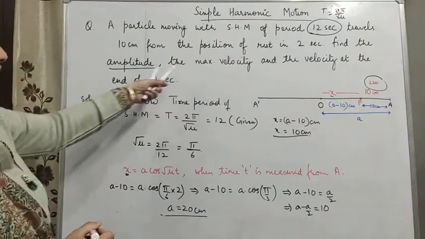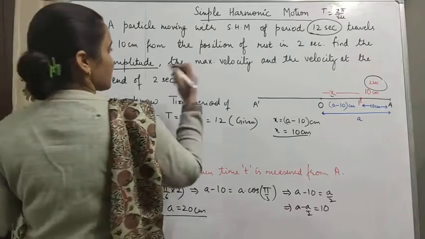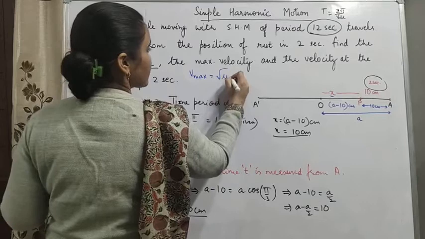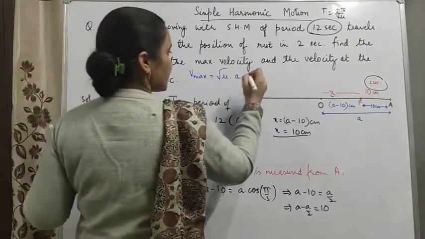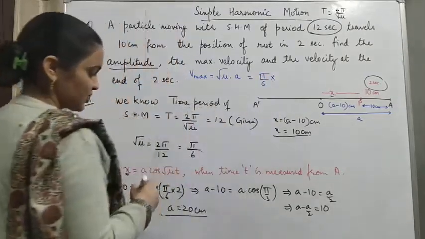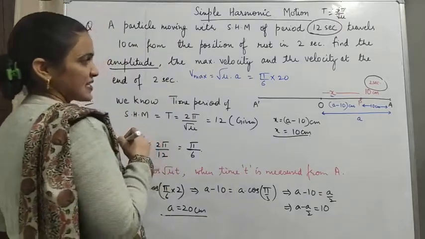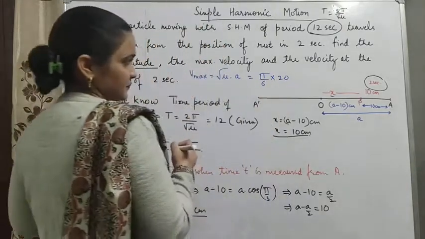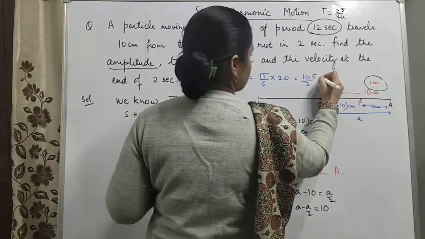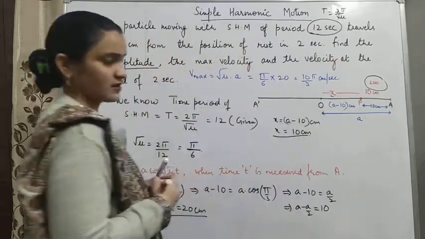Next, what do we have to find now? Maximum velocity. What is maximum velocity? V maximum is equal to under the root mu times amplitude A. So what is under root mu? It is pi by 6. And what is amplitude? Amplitude is 20. Clear? So this is your maximum velocity. So it is 10 pi upon 3, in centimeter per second.